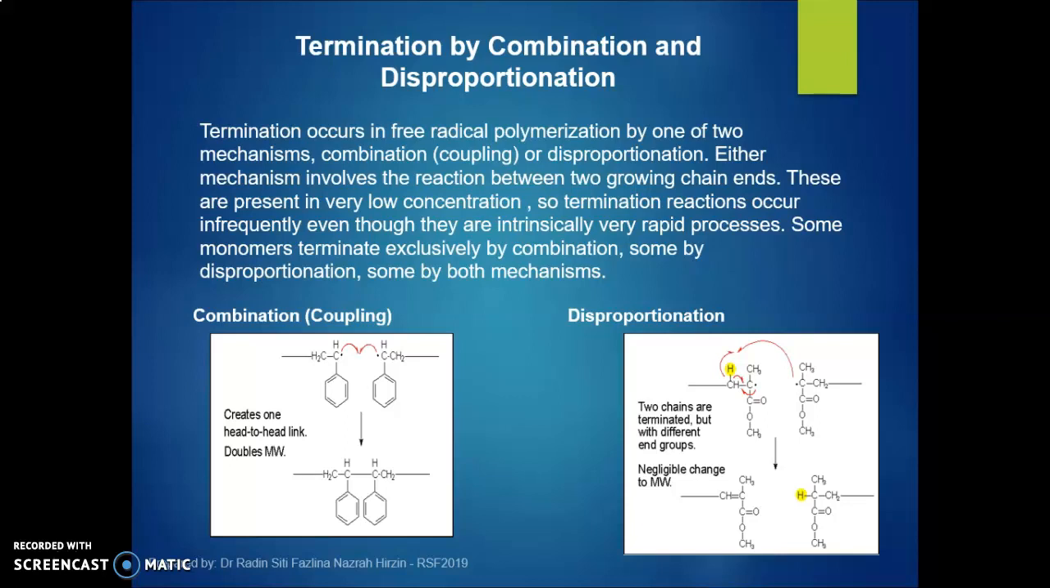Okay, we look at the result for termination by coupling or combination. In termination by combination, two chains with radical ends will join to become one chain. Okay, for disproportionation, two chains are terminated but with different end groups, to produce a saturated single bond and an unsaturated bond.